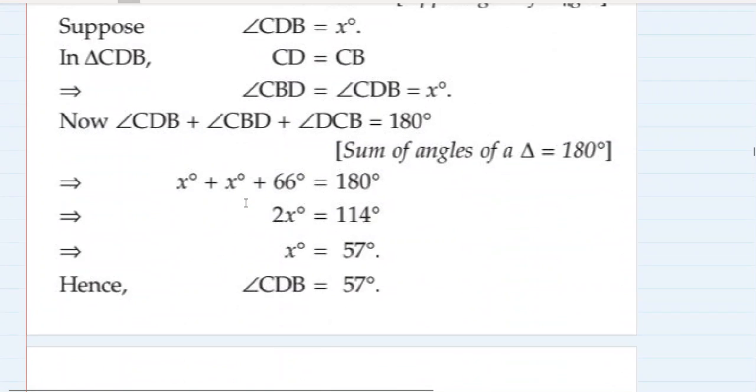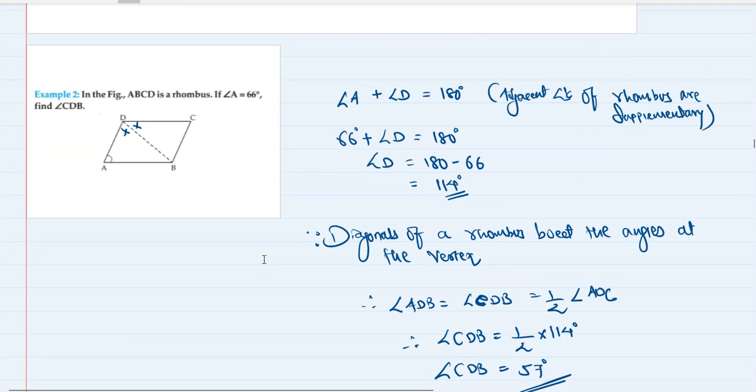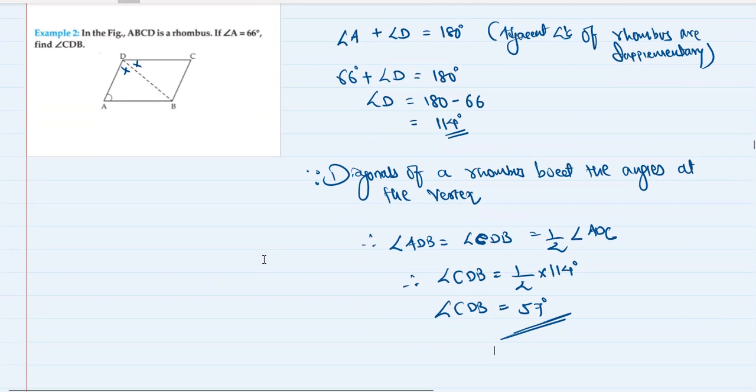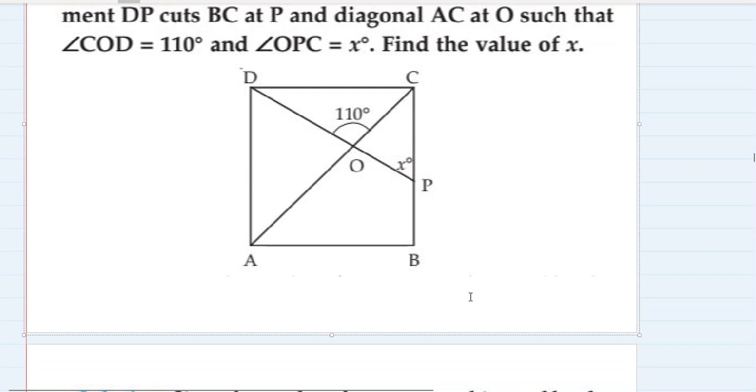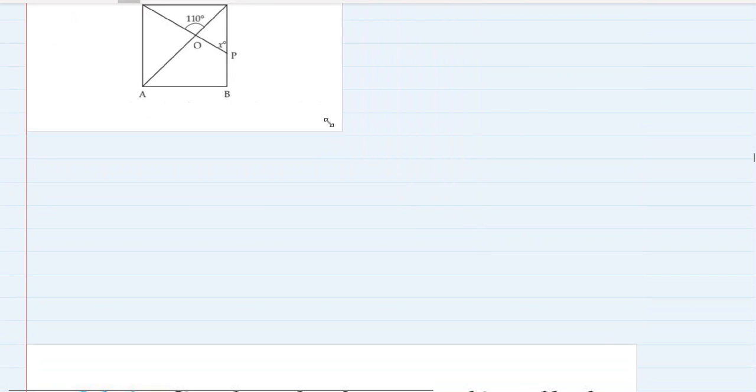Let's check the answer. Yes. So they have done it by the angle sum property and I have used the property of a rhombus. Doesn't make any difference. We got the same answer and both are legitimate methods. Next question.